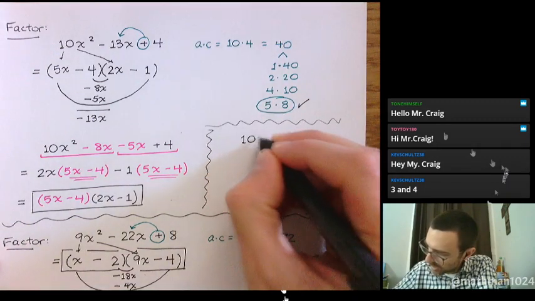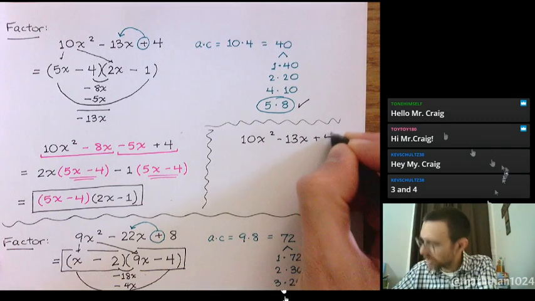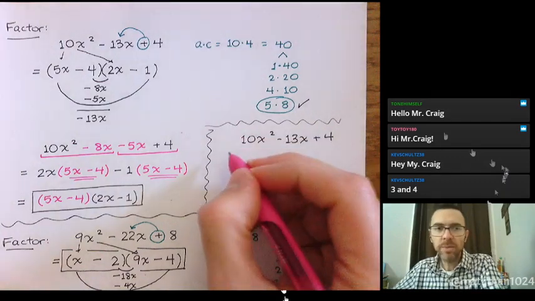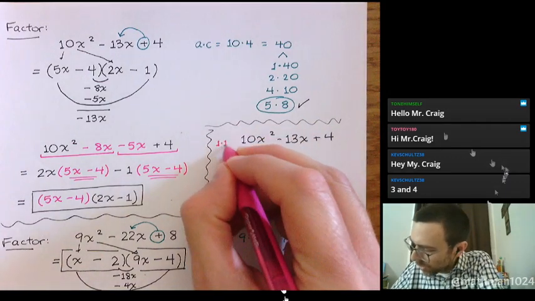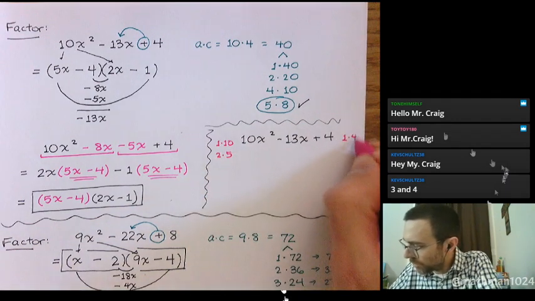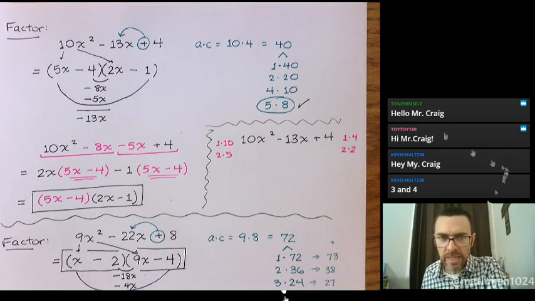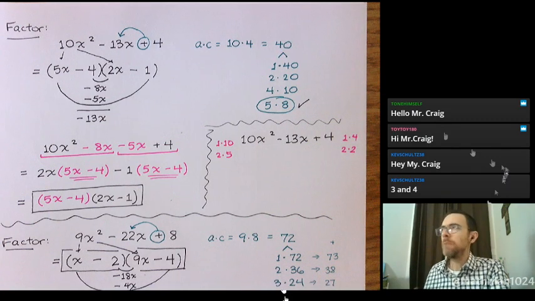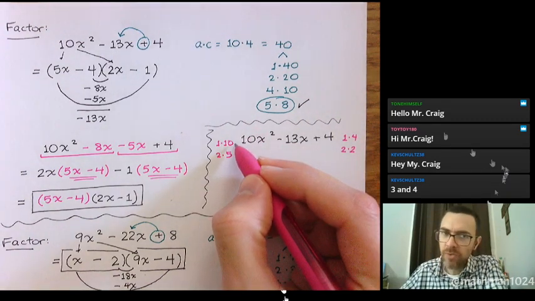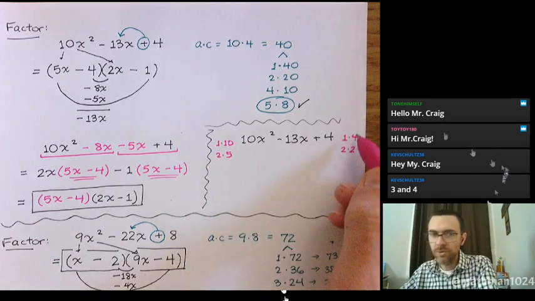Alright, so let me take this 10x squared minus 13x plus 4. The factor pairs for 10 are 1 and 10, 2 and 5. The factor pairs for 4 are 1 and 4, and 2 and 2. And if you look at all these factor pairs, you're trying to find any and all factor pairs that would contain a common factor. In other words, they are multiples of the same number. 1 and 10 don't have a common factor other than 1, so they don't really help me out. 2 and 5 don't have a common factor, nor do 1 and 4.